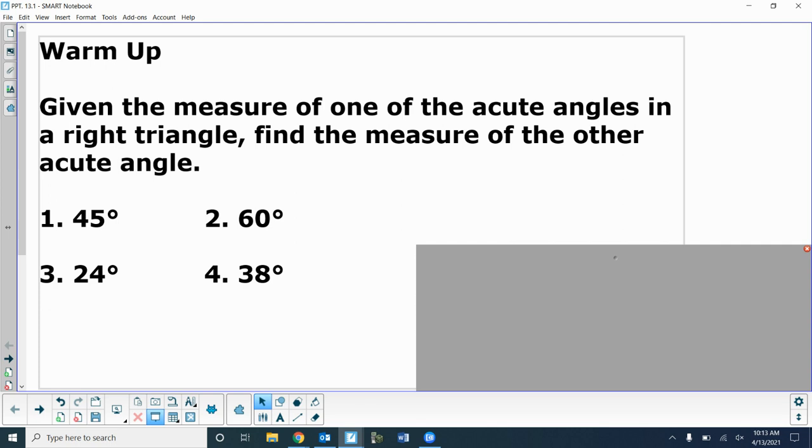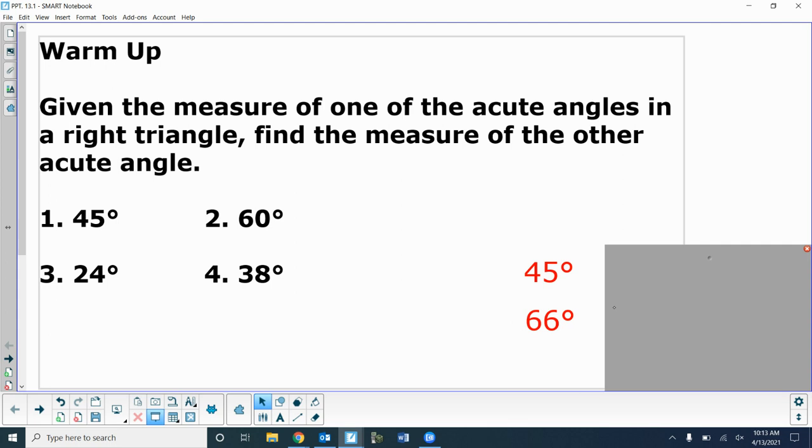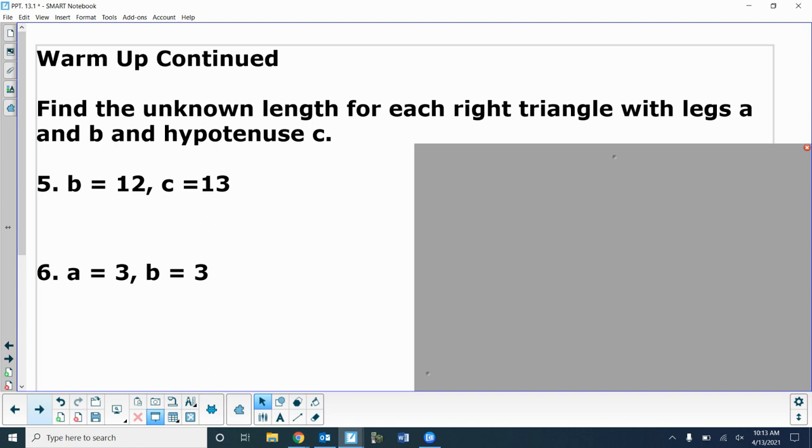So what's number 2? 30. What's number 3? 66. What's number 4? 52. You guys are so smart. Don't even need that calculator, do you? All right?